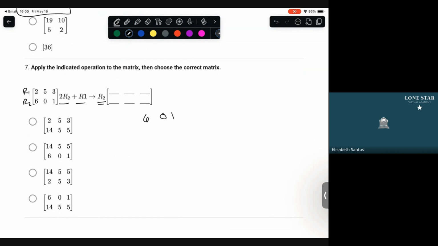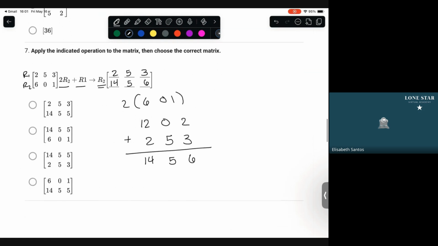Here's row 2. And it wants us to multiply it by 2. So that's 12, 0, 2. And then they want us to add it to row 1. So 2, 5, 3. That gives us 14, 5, 6. And that is our new row 2. So 14, 5, 6. We did nothing to row 1. So it stays the same. And that would be this. Oops, I multiplied. That should be 5. Did you catch that? Okay.